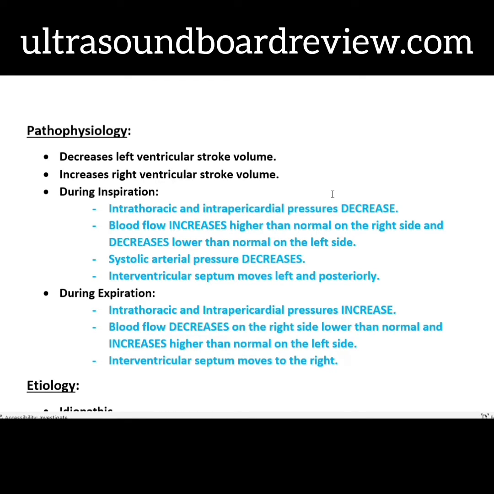So in the normal heart, when anyone breathes in, blood will flow through the tricuspid valve a little faster and will slow down a little bit through the mitral valve during inspiration. And then the opposite happens during expiration. But with tamponade, it's going to be more augmented. So blood flow on the right side will increase quite a bit more, and the mitral valve velocities will decrease quite a bit during inspiration.